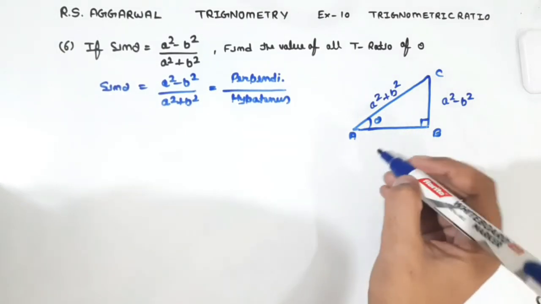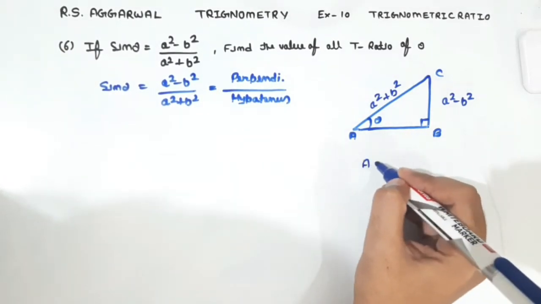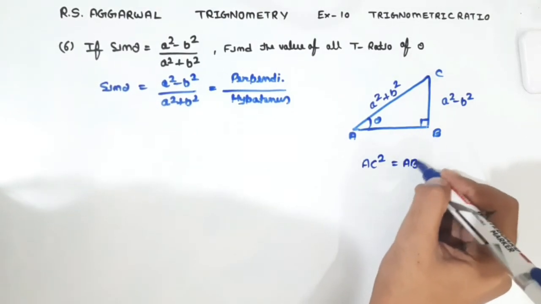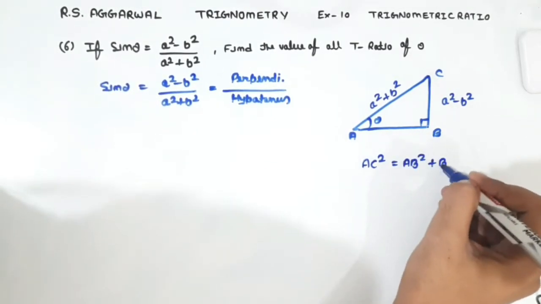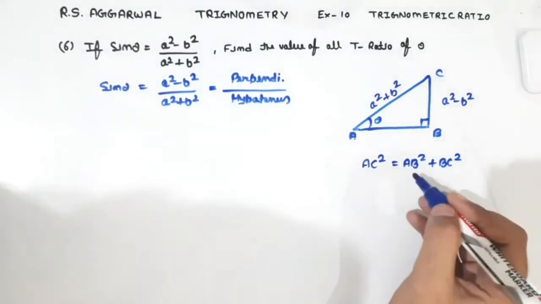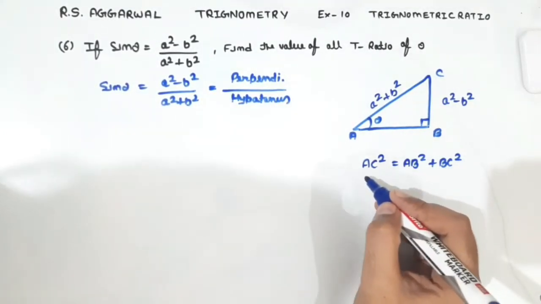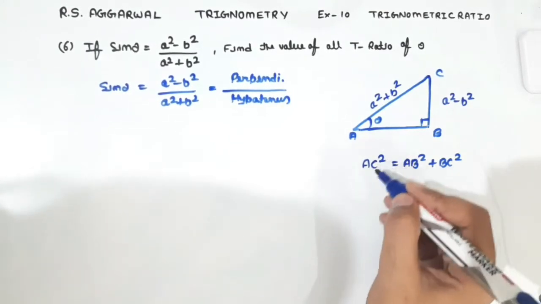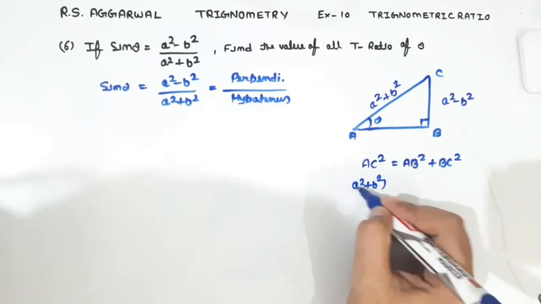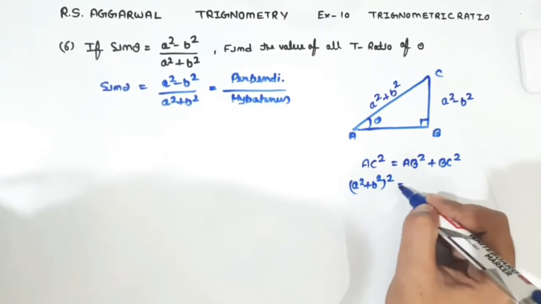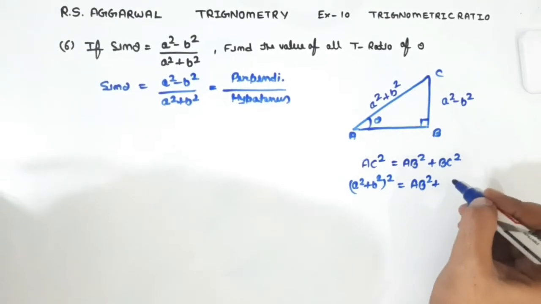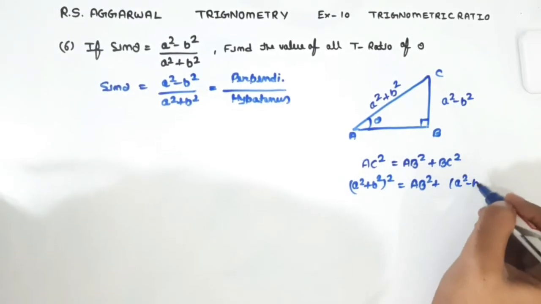So we know in a right angle triangle AC square will be equal to AB square plus BC square. So from here AC, that is a square plus b square whole square, will be equal to AB square plus BC, that is a square minus b square.